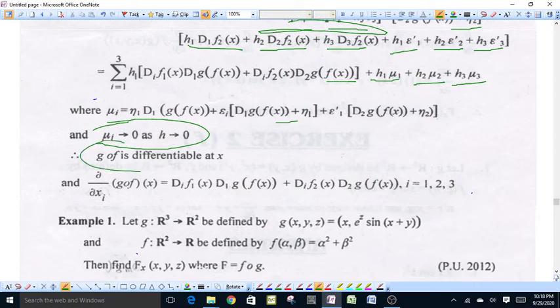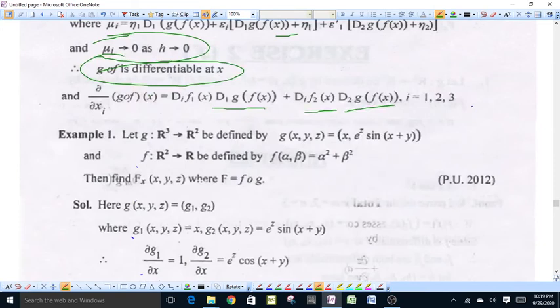Therefore, g of f is differentiable at any point x, and the partial derivative of g of f with respect to xi will be equal to di f1(x) d1 g(f(x)) + di f2(x) d2 g(f(x)), where i is equal to 1 to 3.